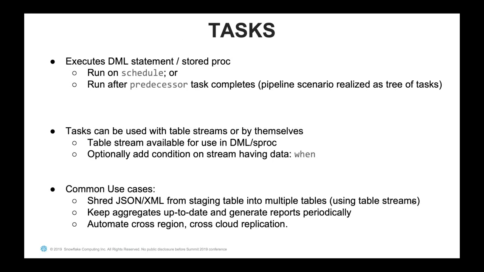So the common use cases we see for tasks are perhaps shredding the semi-structured data types which are landing in JSON and XML or Avro, and landing it into a staging table raw, because that's what Snowflake will allow you to do, and then splitting it up into multiple tables upstream, right? Maybe creating aggregates and keeping them refreshed using task capability, or generating report outputs periodically, which will be consumed by the analyst team. Another new use case that has recently surfaced is using tasks to perform automatic refreshes as part of your business continuity plan.